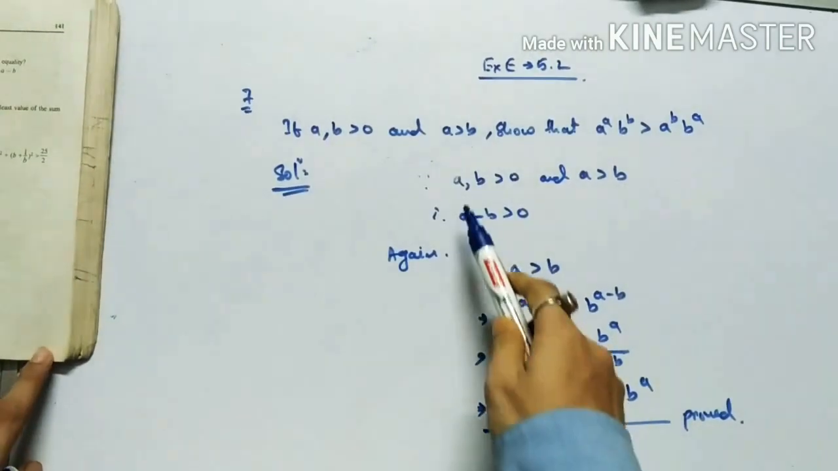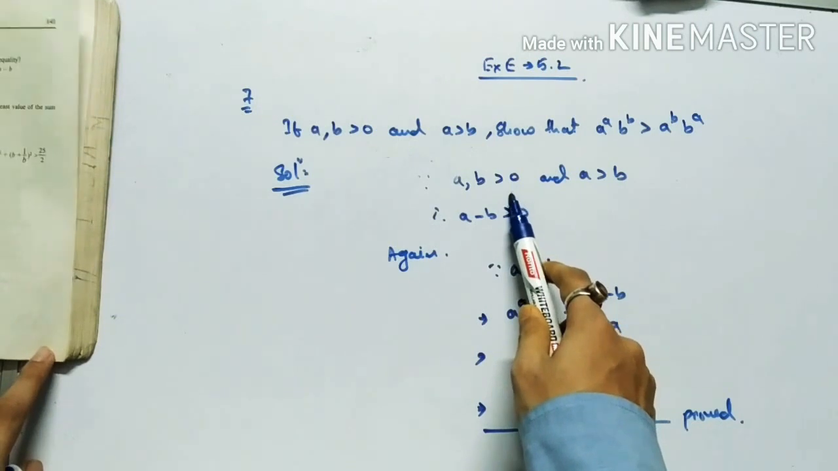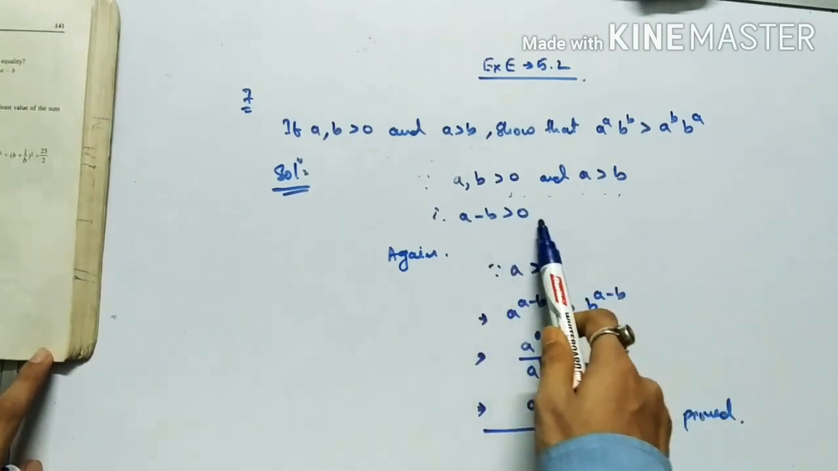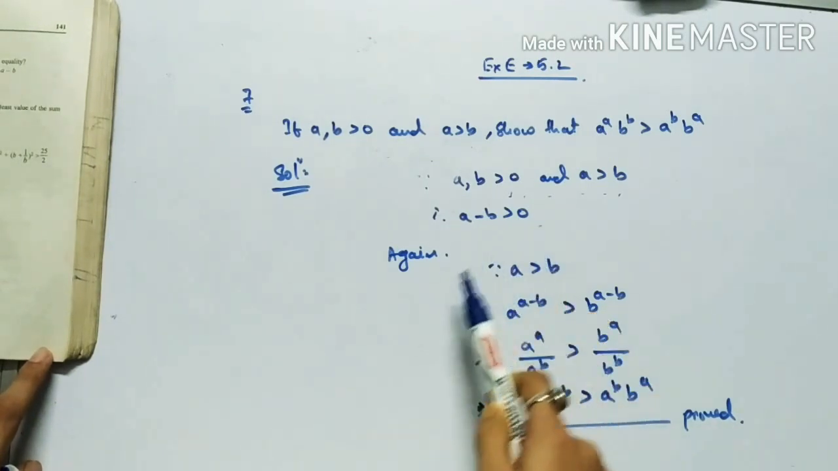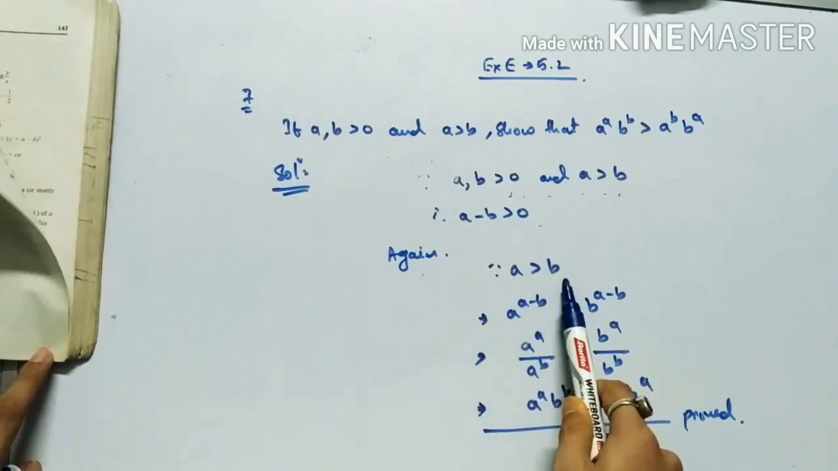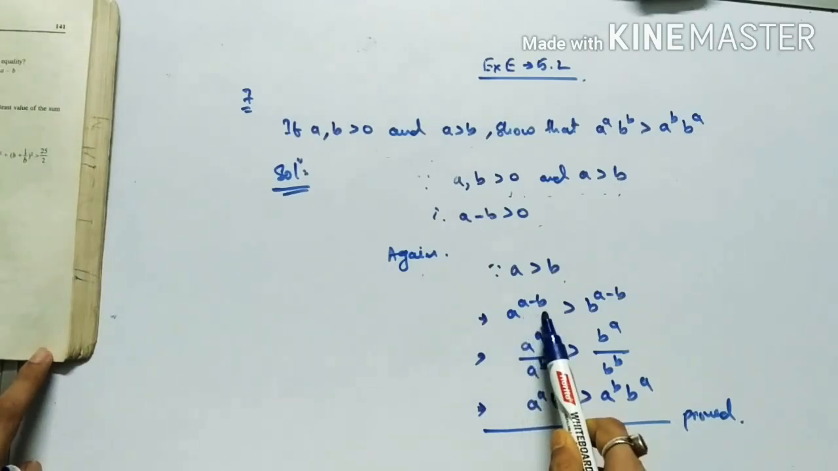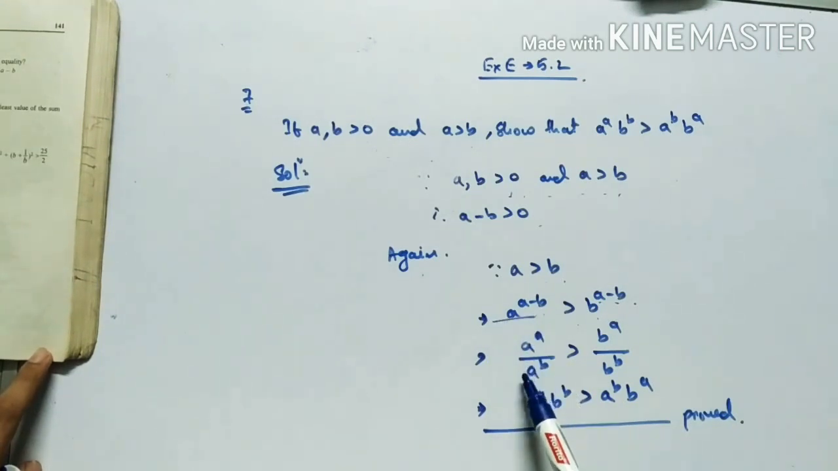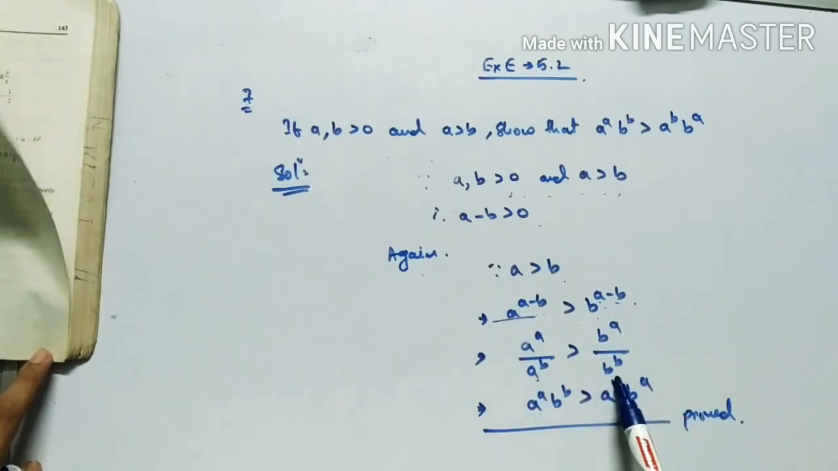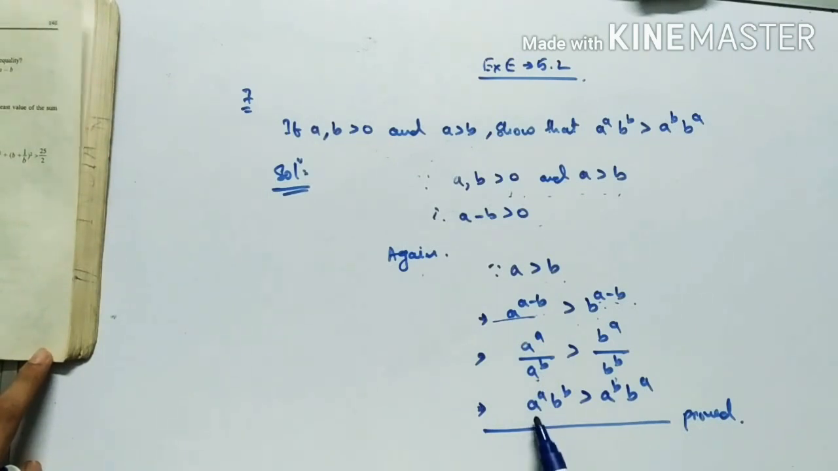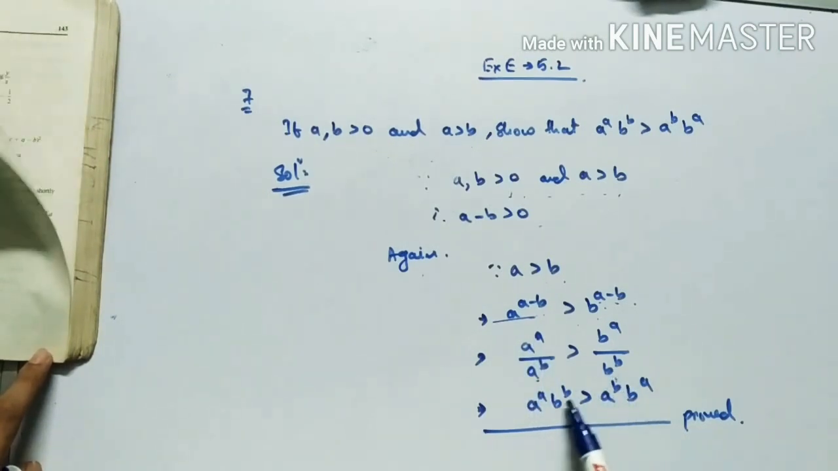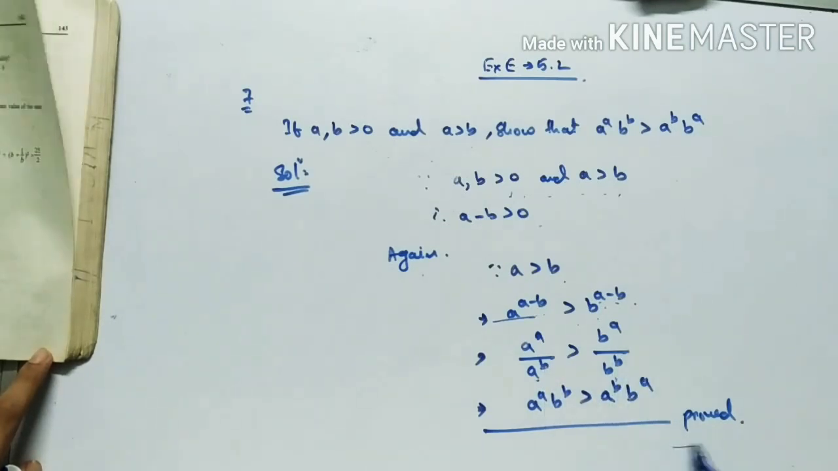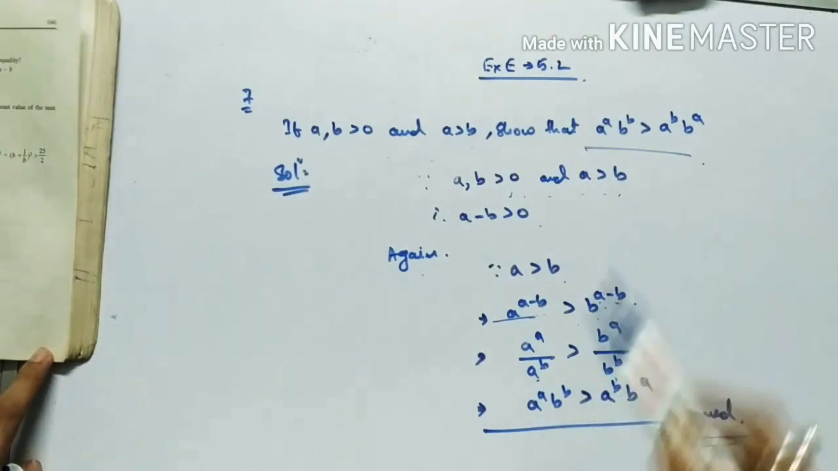So since a, b greater than 0 and a greater than b, therefore a minus b will be greater than 0. Again, since a greater than b, therefore a to the power a minus b will be greater than b to the power a minus b. This one I can write in this way, and this one in this way. If I do cross multiplication, I will get a to the power a into b to the power b greater than a to the power b into b to the power a, and this is our proof.